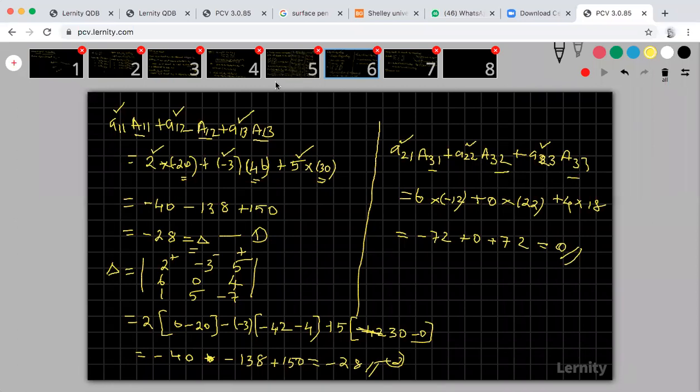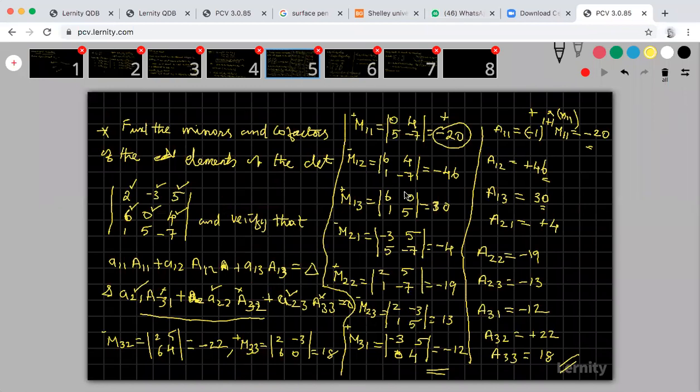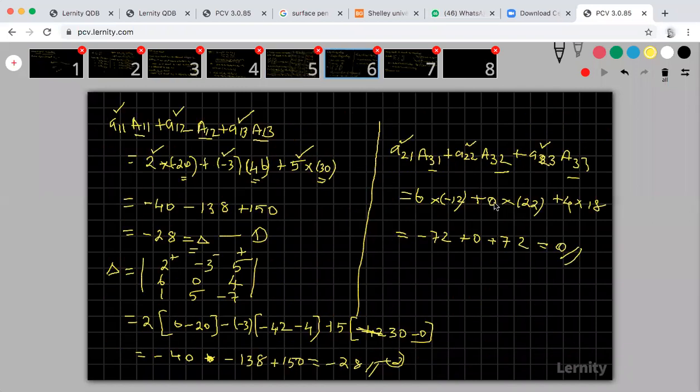So therefore, this is your A31, A32, A33. Okay, minus 12, 22, 18. Substitute that. Minus 12, 22, 18. So this is 0. This is 6 into 12, minus 72. Minus 6 into minus 12. This is 4 into 18, plus 72. It is 0. So the conclusion is, please try to understand the conclusion.